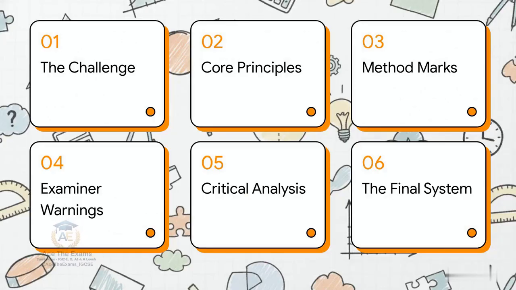So here is our roadmap for today's explainer. First, we'll look at the challenge of deadline pressure. Then, the core principles of differentiation. Third, we'll dive into the vital method mark strategy. Fourth, we'll cover some serious examiner warnings. Fifth, we'll elevate to critical analysis. And finally, we'll tie it all together into the final system. Let's get straight to it.